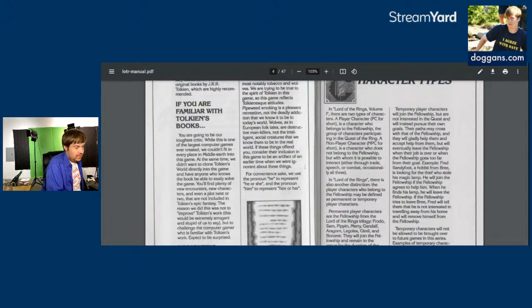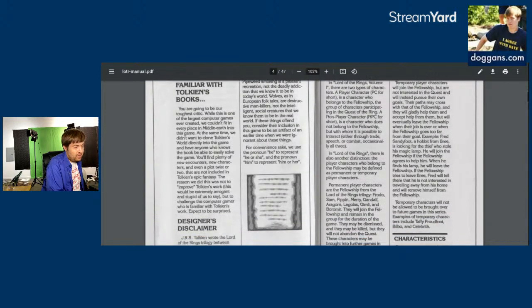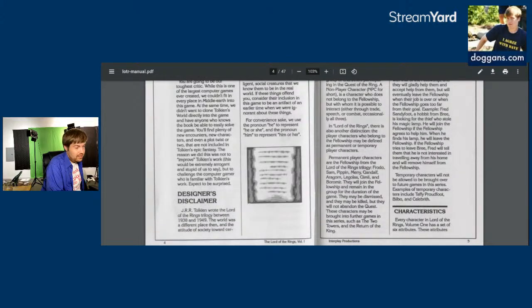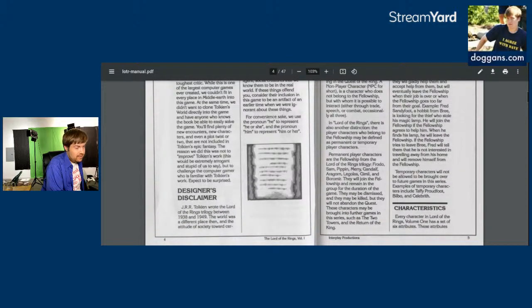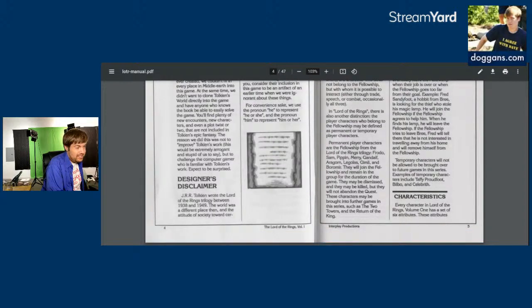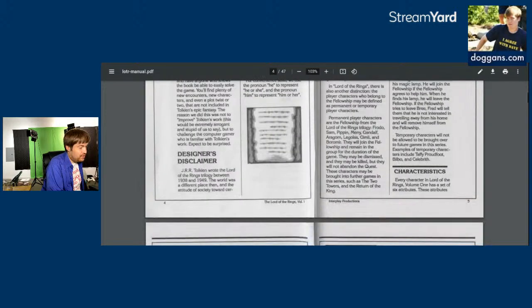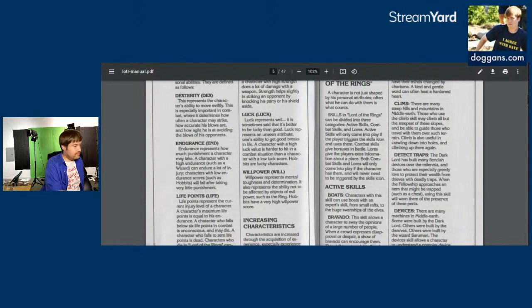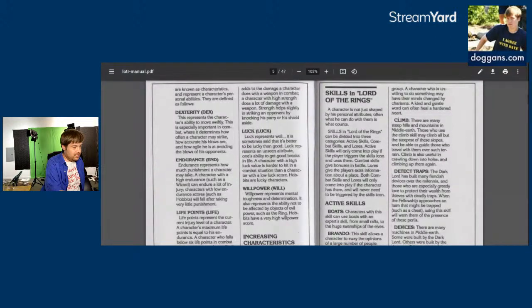So, general introduction to how games work. Player characters, temporary characters. Every character in Lord of the Rings Volume 1 has a set of 6 attributes. Characteristics. And then, yeah, dexterity, endurance, luck, skills.